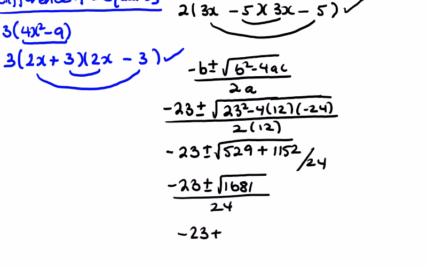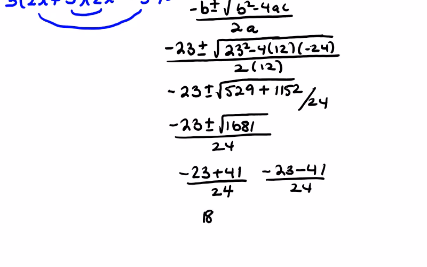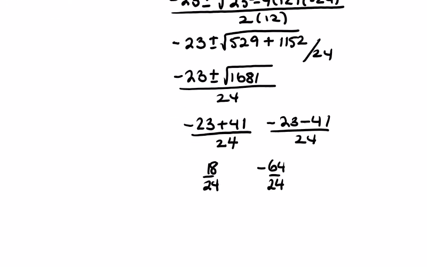Minus 23 plus the square root of 1681 is 41. So I get minus 23 plus 41 and minus 23 minus 41 over 24. Have you factorized it yet? I get 18 over 24 and minus 64 over 24. So I'm going to get 6 goes in, 3 over 4, x is equal to 3 over 4, and x is equal to minus 8 over 3. And these are my roots.